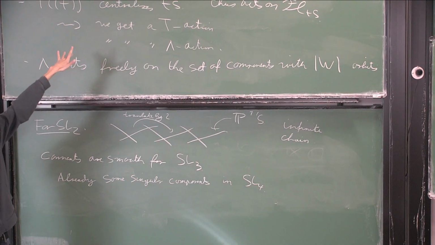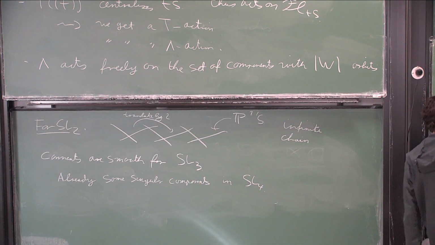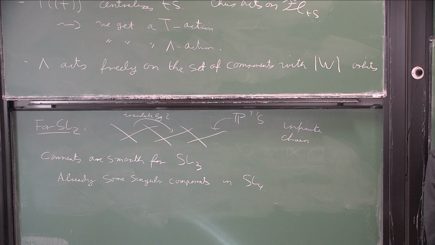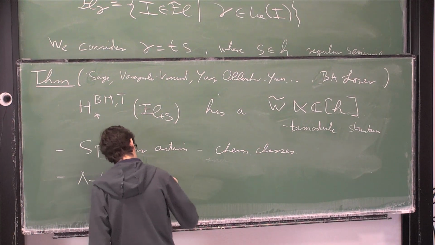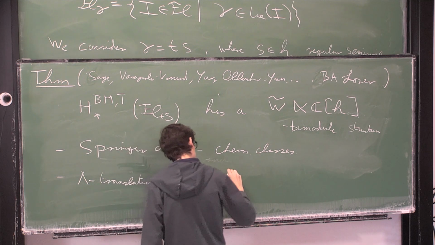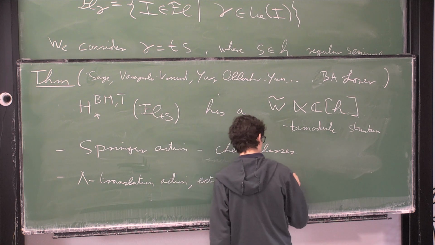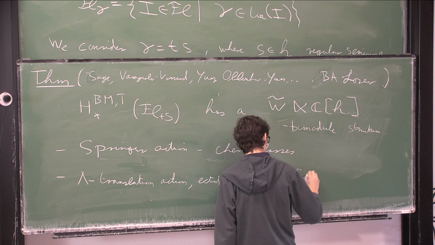And then the other one is extending this lattice action. So there's this geometric lattice action, and in fact, it extends to a W tilde action. So the translation action extends to a W tilde action, and then C of h acts via equivariant parameters.